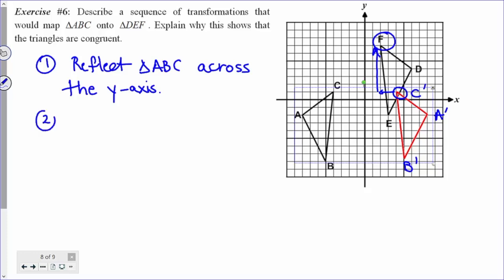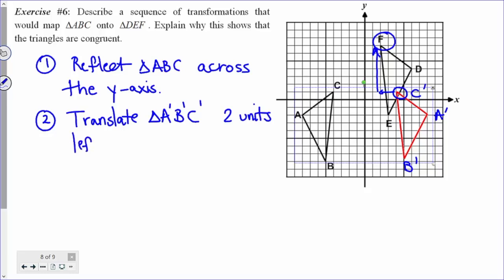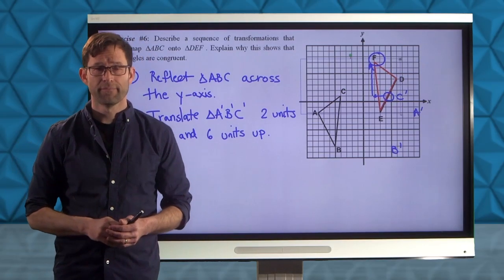All right, so we will translate triangle A prime, B prime, C prime, 2 units left, and did we say 6? 6 units up. And when we do that, 1, 2, 3, 4, 5, 6, we see that the two triangles coincide.